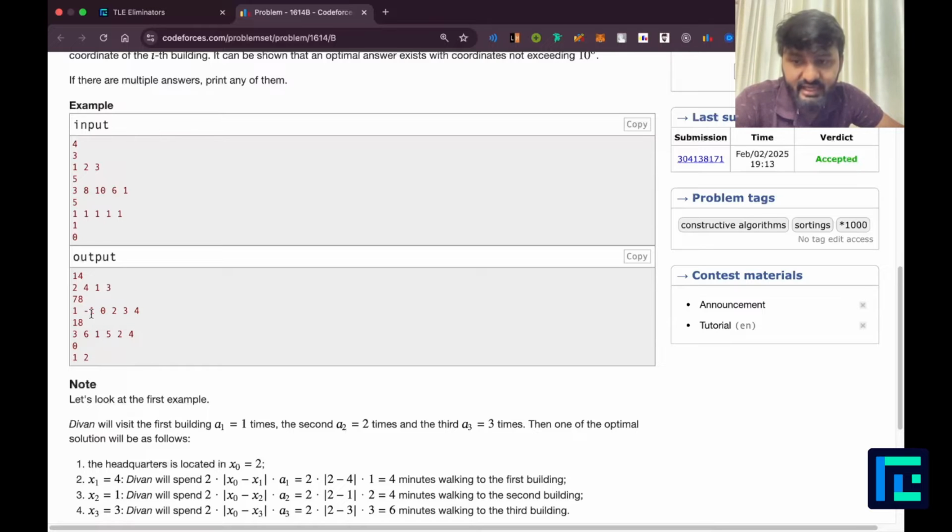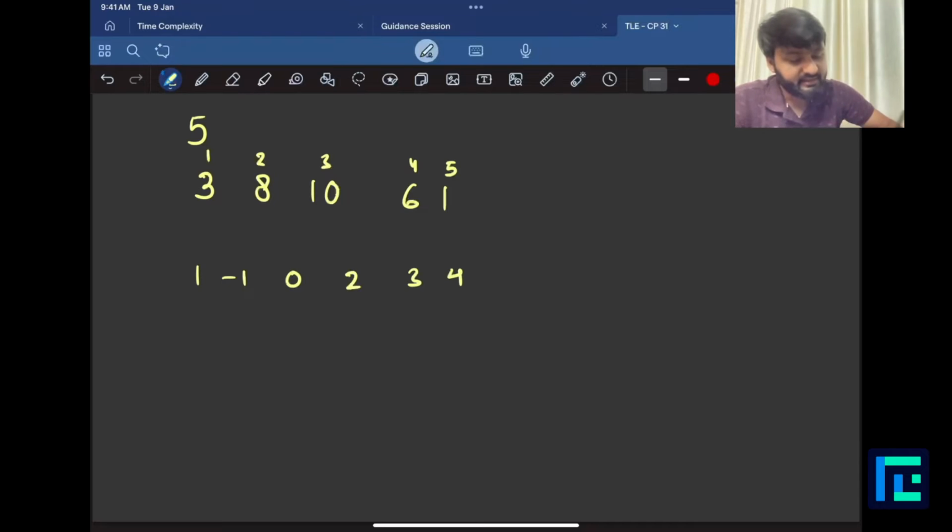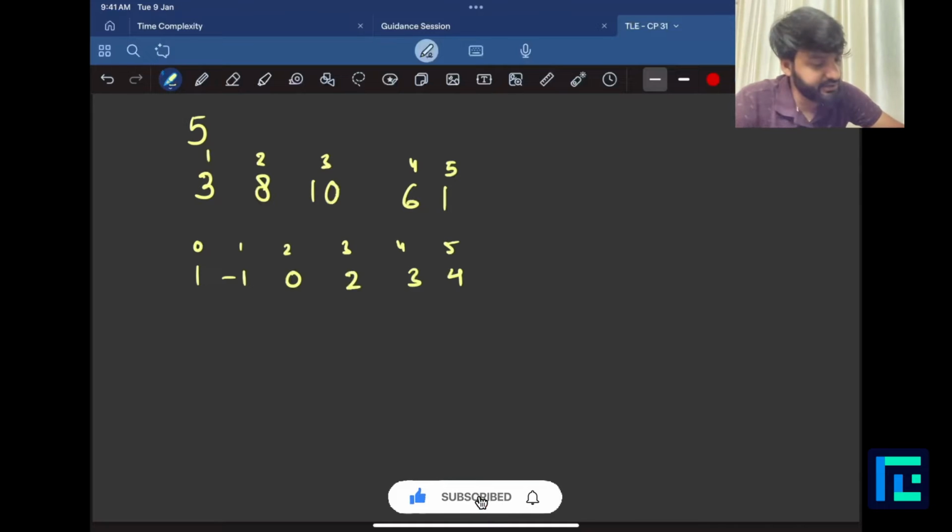So this is 1, -1, 0, 2, 3 and 4. This means this is the 0th building, first building, second building, third building, fourth building, fifth building. Let's actually draw this on the number line.